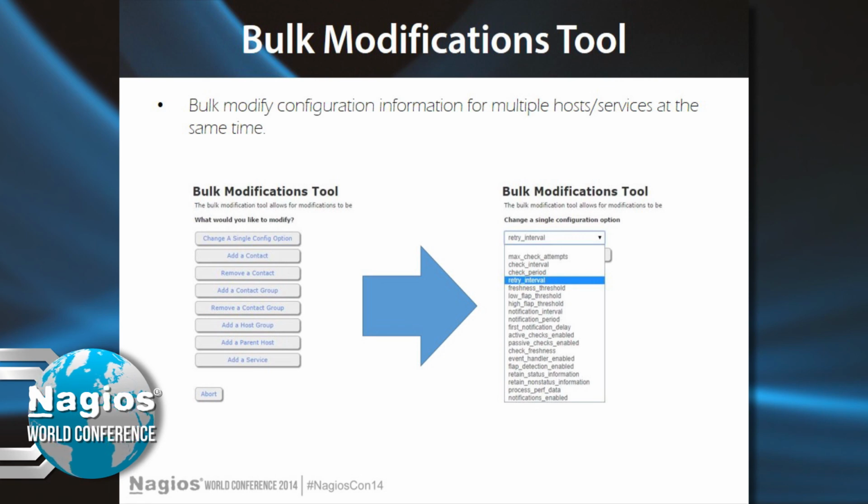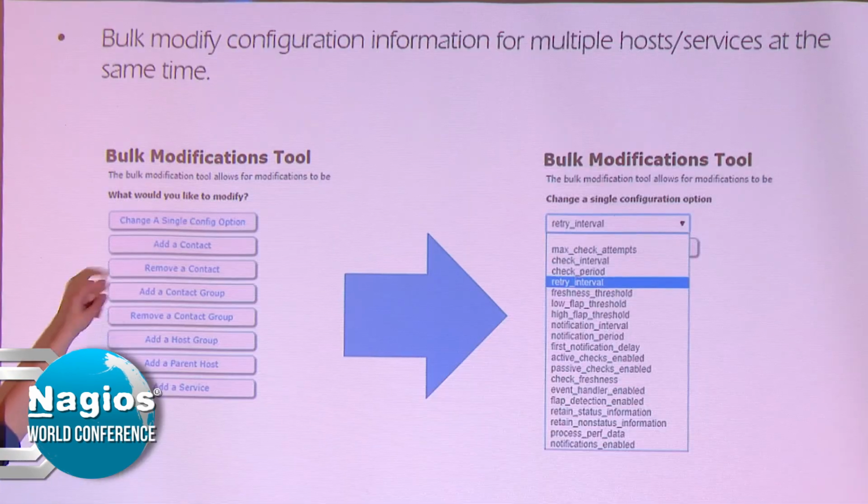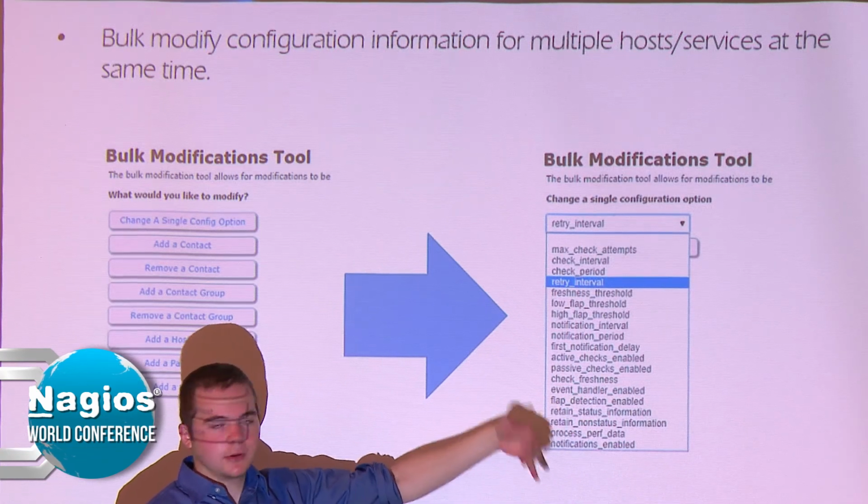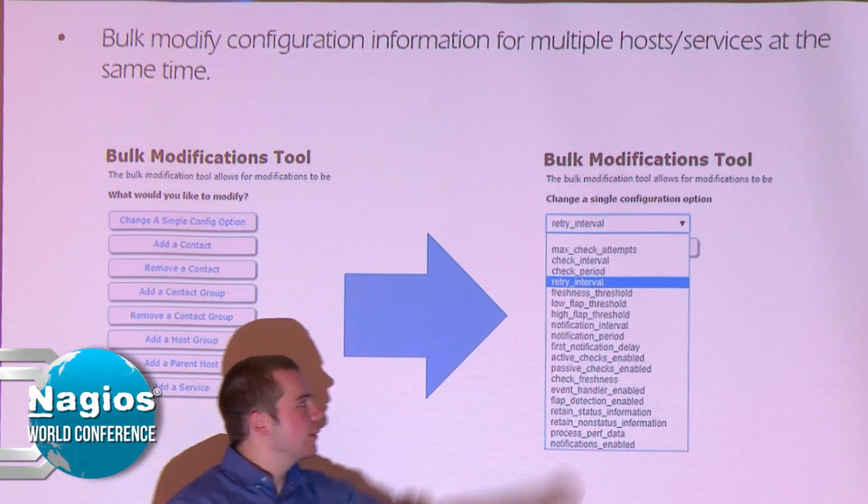The bulk modifications tool, this is also a really useful feature. We don't have quite as many options in here as we had hoped to by this time. However, we are constantly trying to build in more features to allow you to bulk change things on your hosts and services or your contacts, etc. But essentially, it allows you to change things such as even just a single configuration option. So let's say you want to change your check retry interval on all of your printers. All you need to do is come in here and click Change Single Config option. Then it brings you over to this page, and from this dropdown, you can select the individual configuration option you want to change. In this case, it's a retry interval.